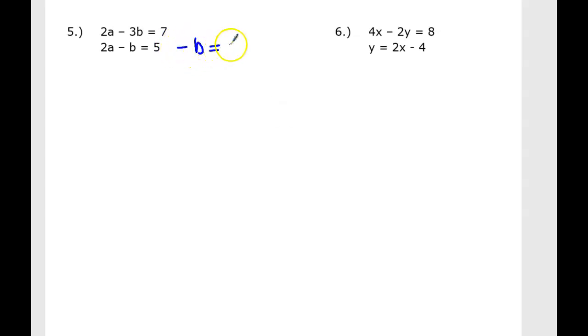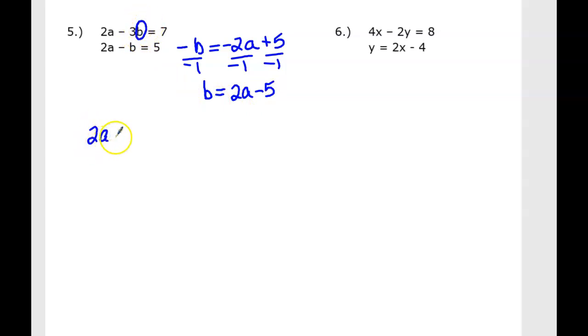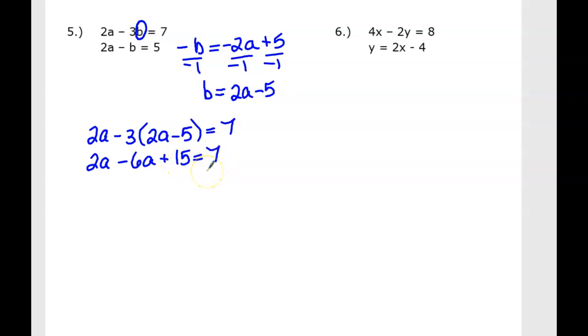I got negative B equals negative 2A plus 5, and then I'm going to divide every term by -1. B is equal to 2A minus 5. All right, so because I solved for B there, I'm going to circle my B, and now that's where I'm going to substitute. I got 2A minus 5 equals 7. I'm going to distribute this. Okay, equals 7. All right, now I'm going to combine my like terms. I've got negative 4A plus 15 equals 7.